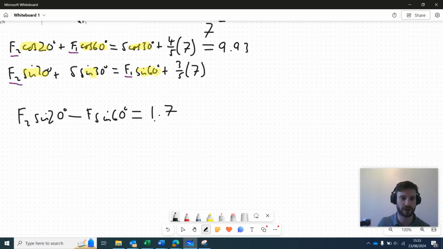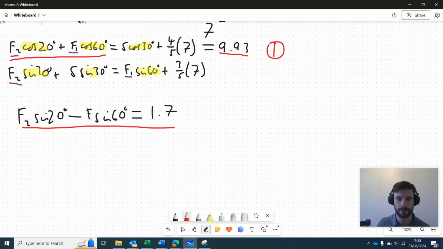So this helps simplify things down a bit now. Our two equations we're working with here, we can consider this the left-hand side and this the right-hand side of equation 1. And we can consider this equation 2. Awesome. Okay.